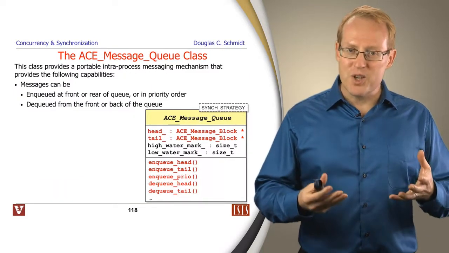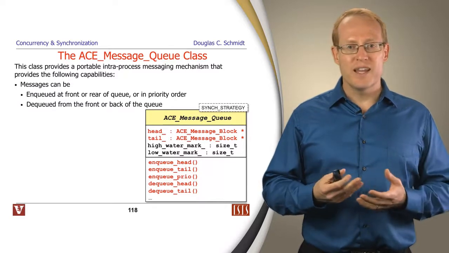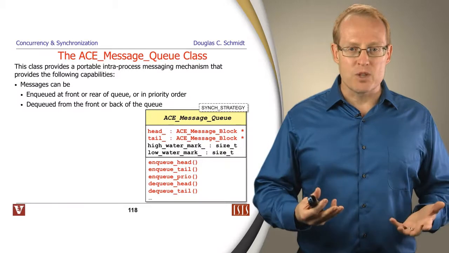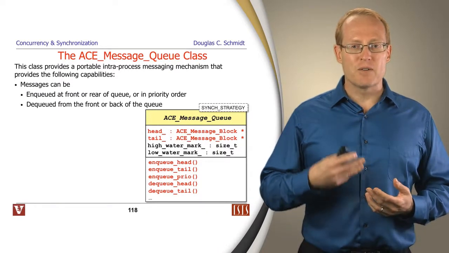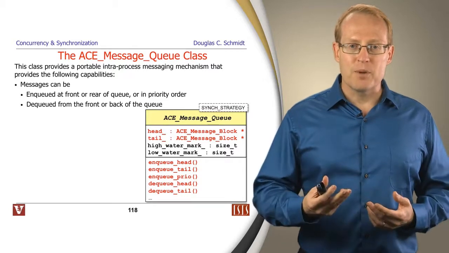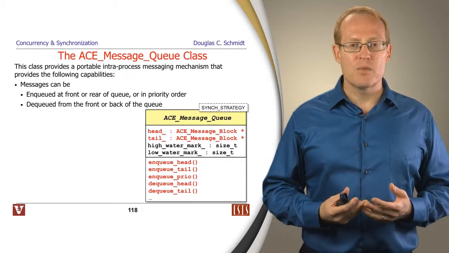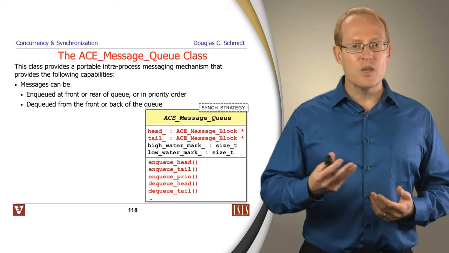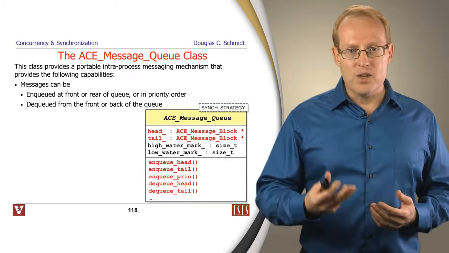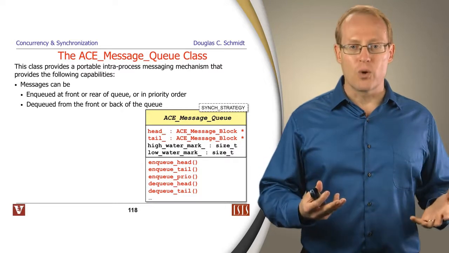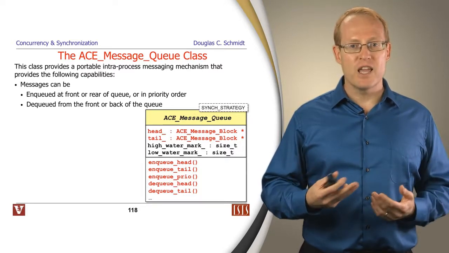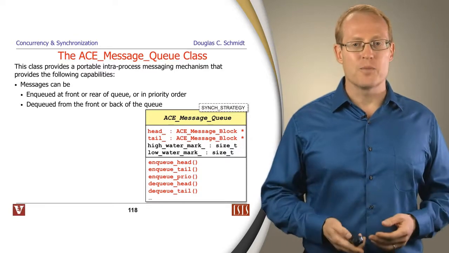An ACE message queue is really nothing more than a doubly linked list of ACE message blocks with a number of other mechanisms thrown in for good measure, to make it easier to work with this as a cohesive abstraction. For example, there are operations on an ACE message queue to enqueue and dequeue messages at the head or the tail. And you can also enqueue messages in so-called priority order, such that when you dequeue them, the message of highest priority is always the one at the front of the queue.